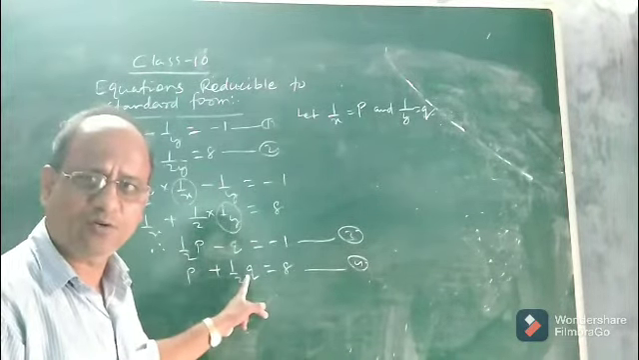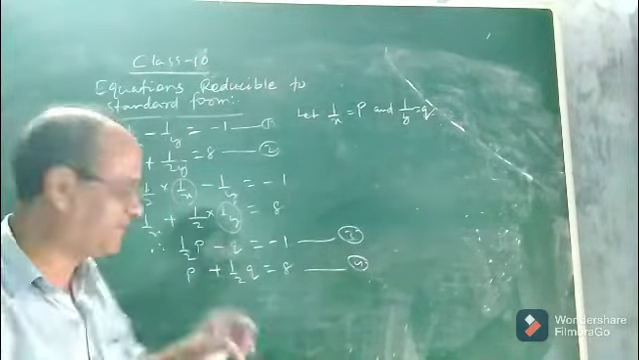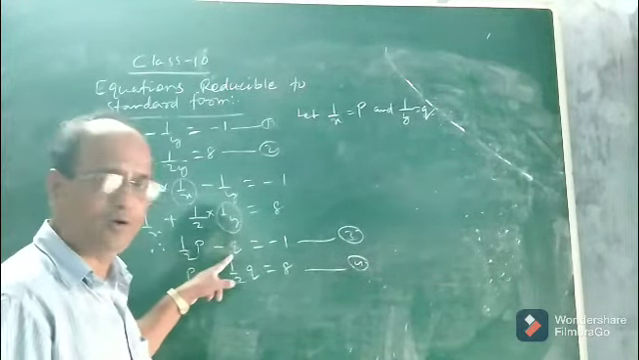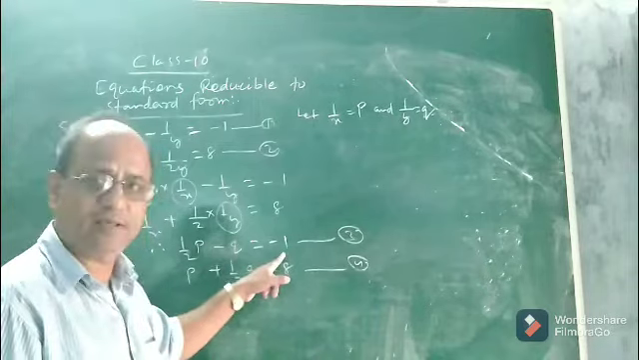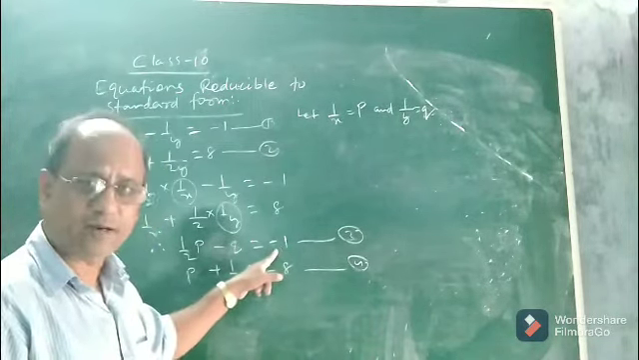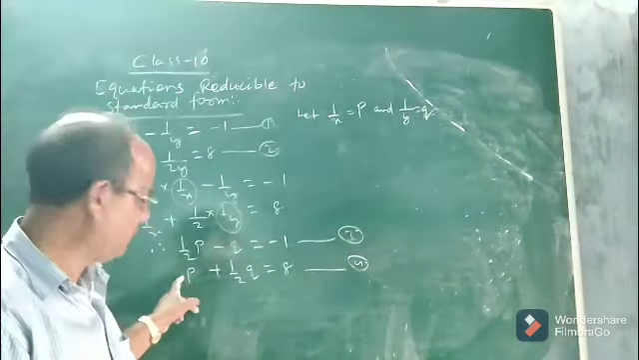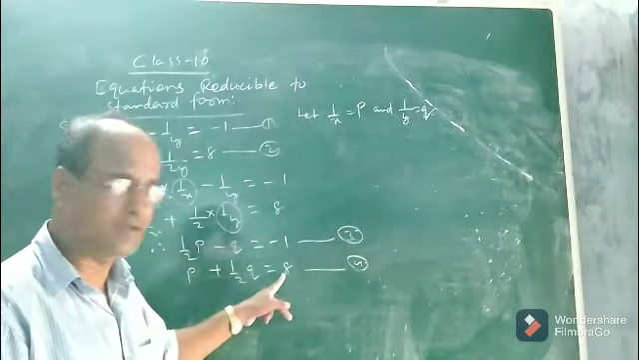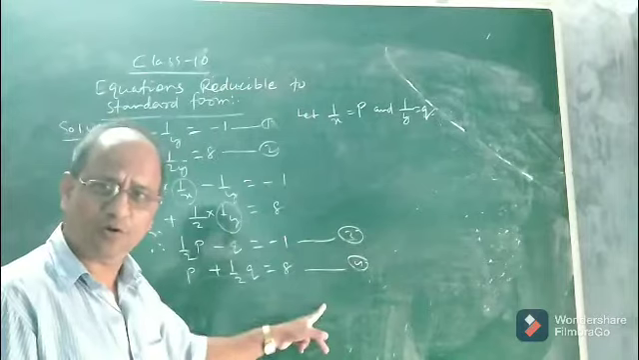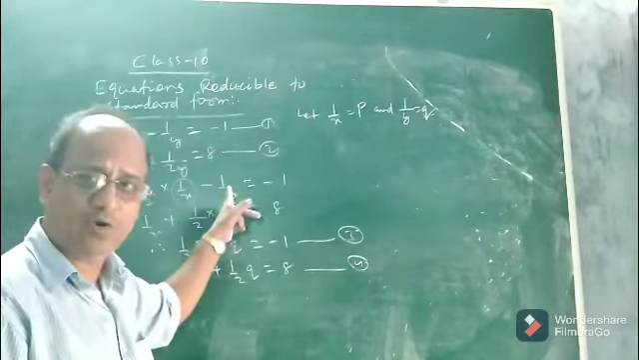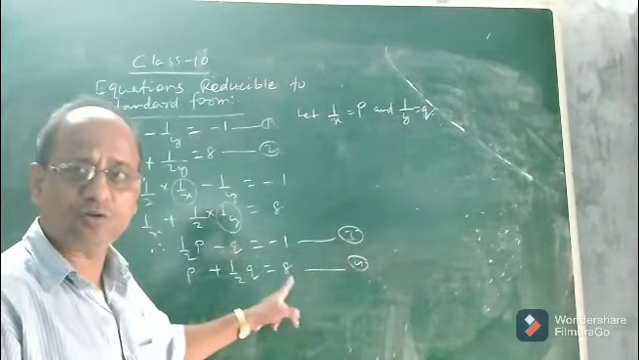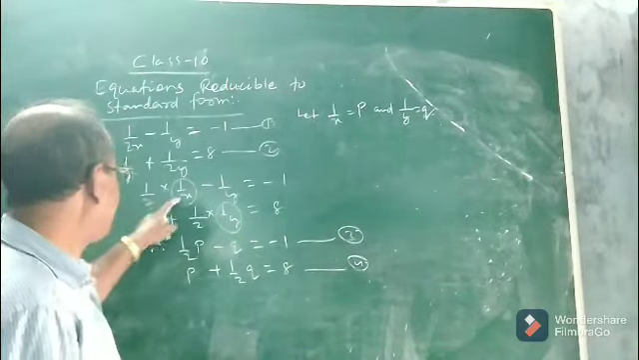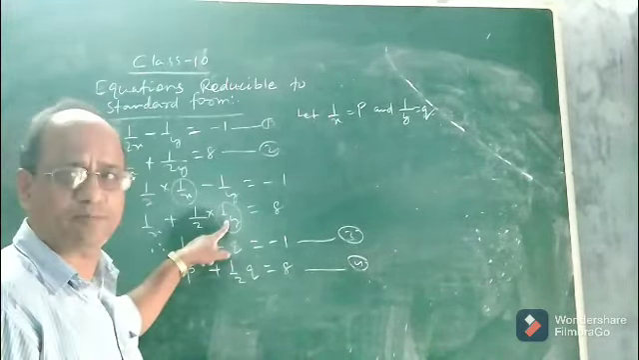If I ask you what is the value of A1 now, you can easily say, sir, A1 will be half. The value of B1 will be minus 1. The value of C1 will be plus 1. The value of A2 is 1. The value of B2 is half. The value of C2 is minus 8. Since equations 1 and 2 have been reduced now to standard form by taking 1 by x as p and 1 by y as q.